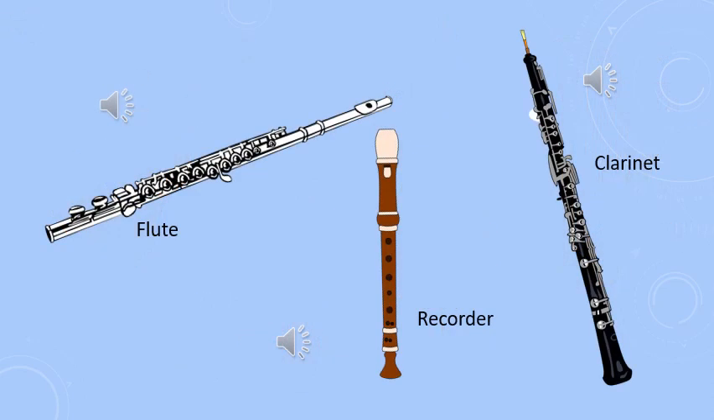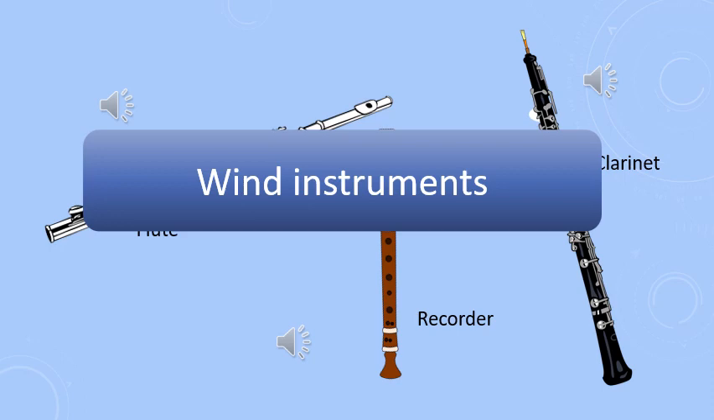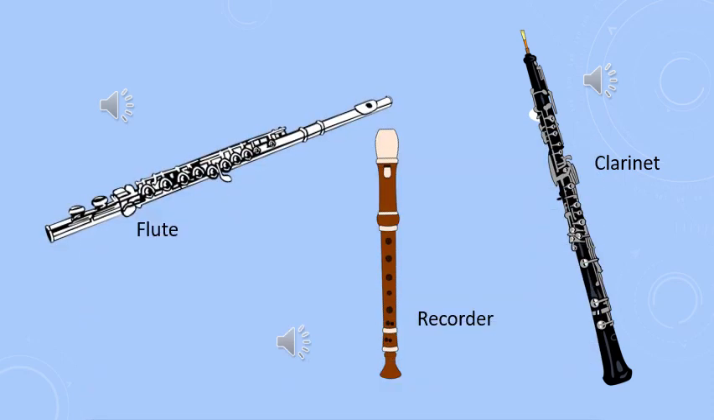Now we will listen to some wind instruments. These instruments produce sound by the vibration of air when a musician blows into a mouthpiece. This includes the flute, the recorder, and the clarinet. Listen to the first piece of music and see if you can identify which wind instrument has made these sounds.